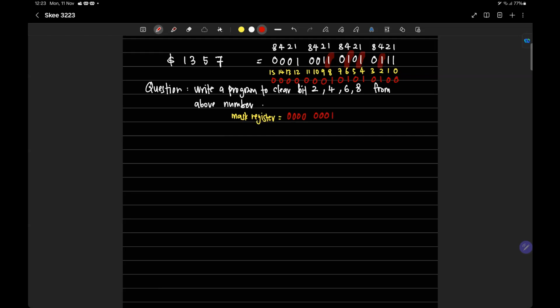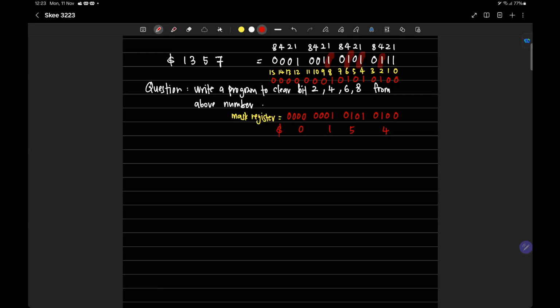So your mask register will be 0000 0001 0101 0100, which is equivalent to 0x0154. So this will be your mask register.